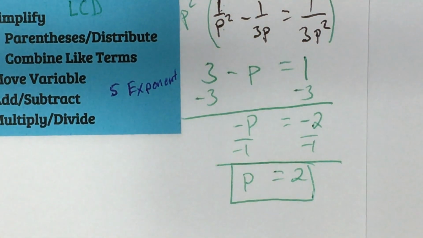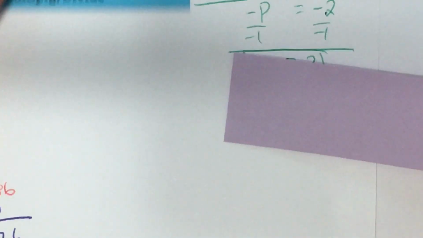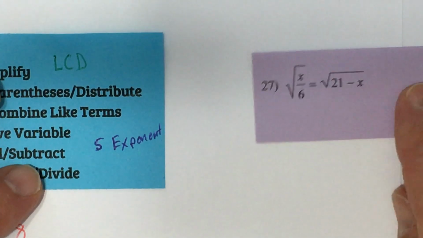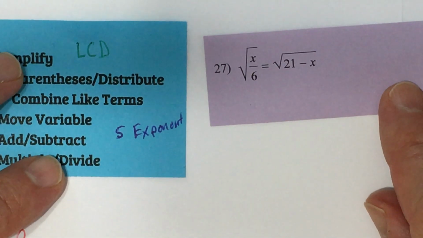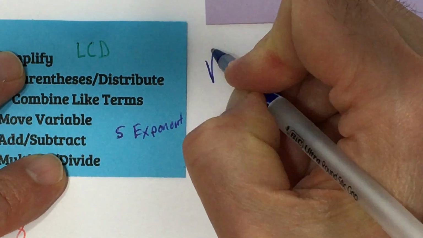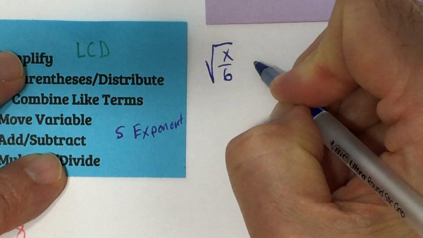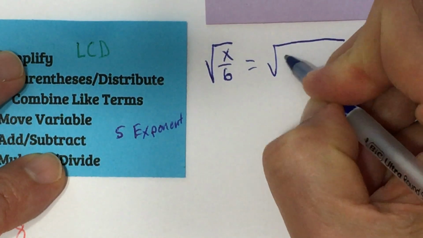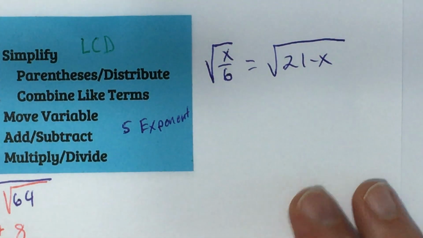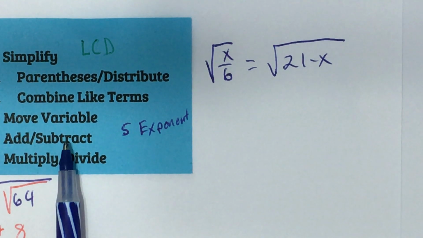Okay. That was exciting, and let's see if I can find one more exciting one to do on my stack of questions. Here we go. I'm going to do this one. It says the square root of x over 6 equals the square root of 21 minus x. Okay, I don't have any of these.